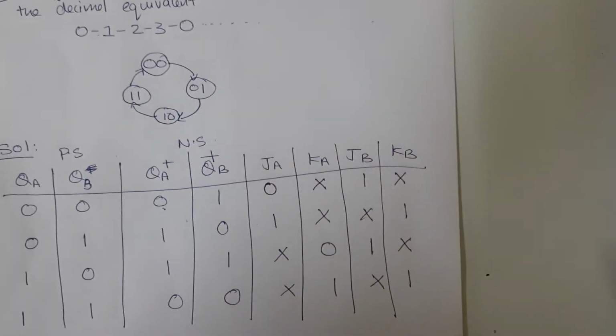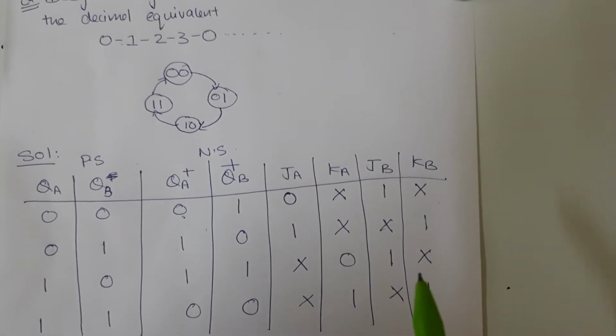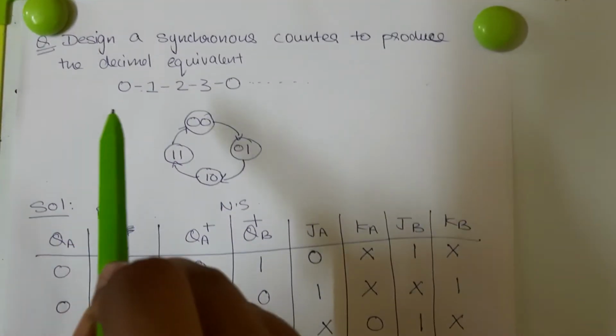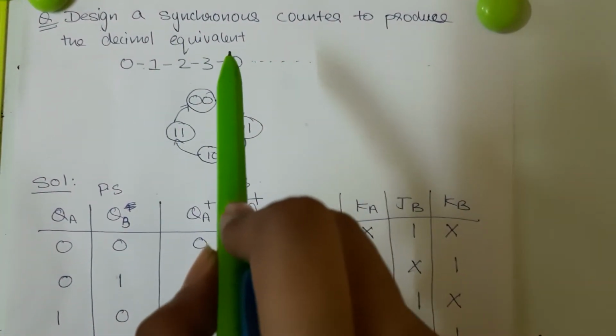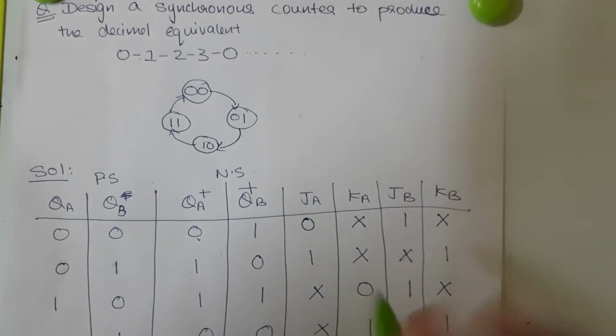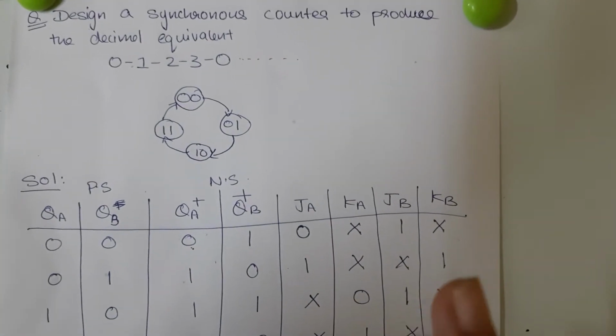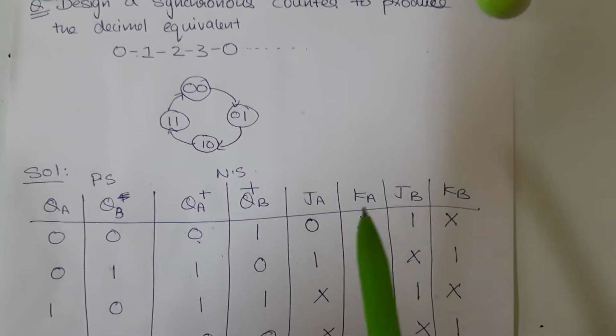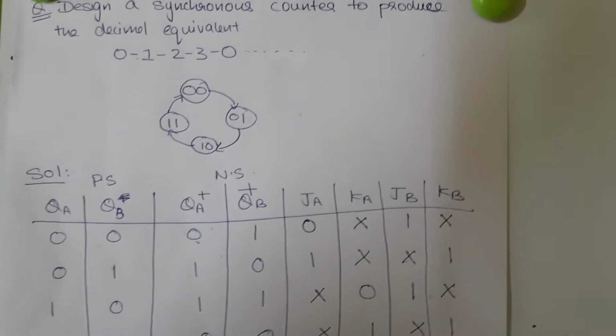Now, since it's a 2-bit counter, my modulus number is 4. So as we can see, 0, 1, 2, 3. And since it's a 2-bit counter, we require a minimum of 2 flip-flops. So that's why I am using 2, and that too JK flip-flops.